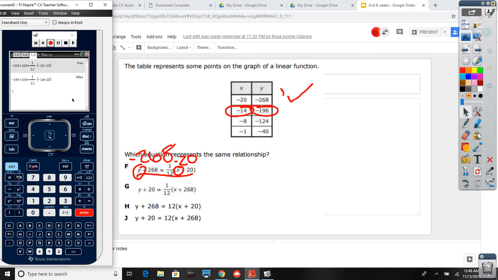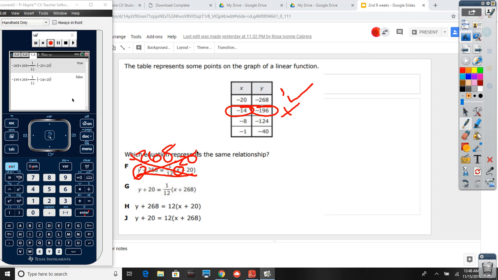But now it tells me that it is false. Sadly, very sadly. So it tells me that it's false. Therefore, this second point does not work. Okay, and because it doesn't work, this is not your answer. So in this case, we would have to try the next one and see if it works, and so on.